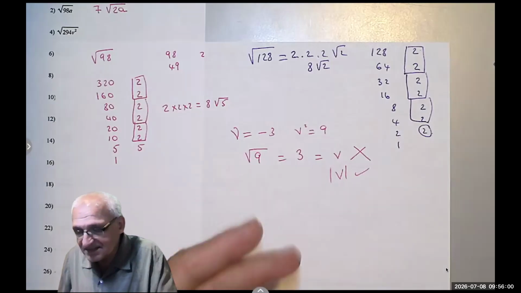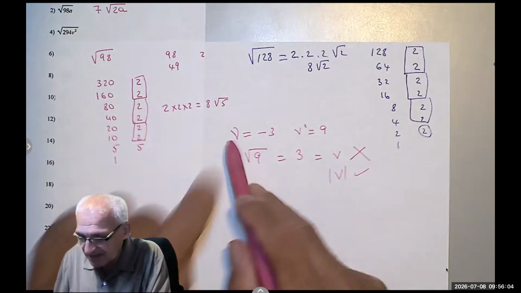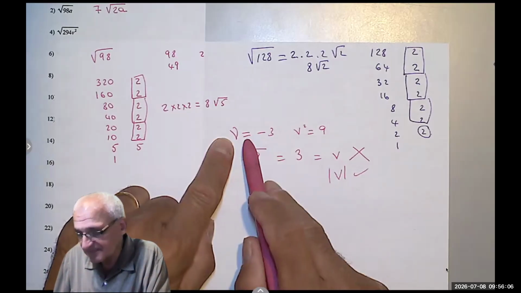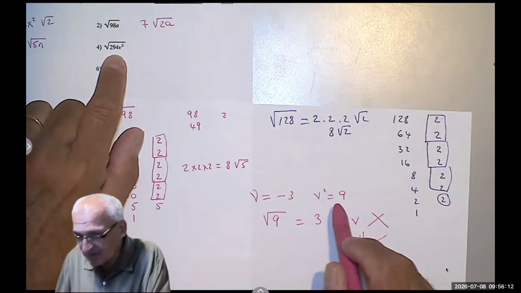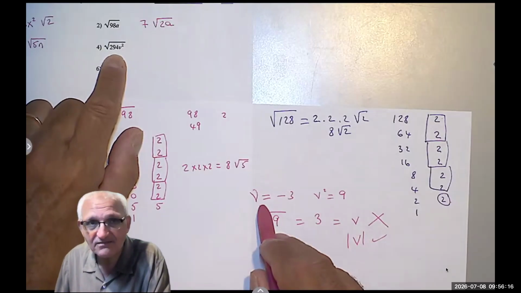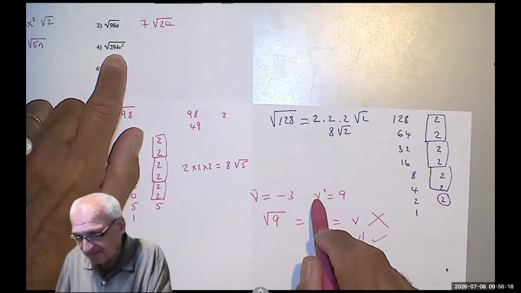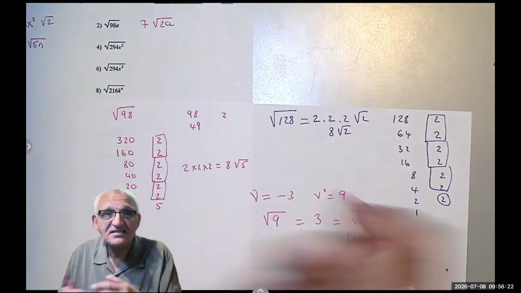So why did this problem happen again? Because I took a value that was negative, but it was squared. I didn't know that it's squared. They gave me V squared. They didn't give me V. They didn't tell me that V is negative. So I said, okay, V squared is under the radical. The square root is V. And I say the answer is V.